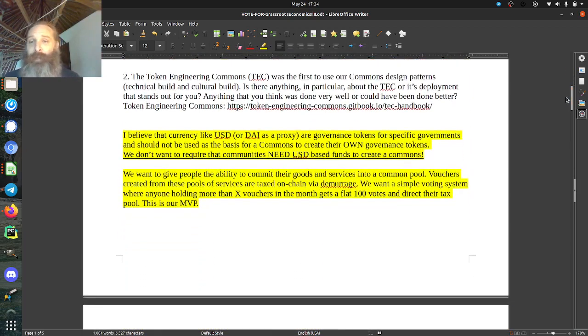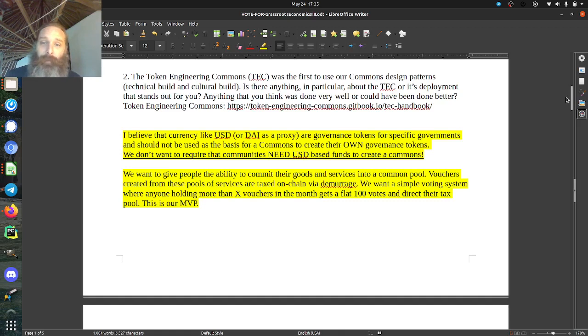Another question was, in terms of the design pattern for token engineering commons, like what do we think about that? What could be done better? And I'm going to say 2 different things here. First of all, we were using bonding curves for quite a long time, before even the augmented bonding curve existed. And one of the issues with creating governance tokens in a community based on someone else's governance tokens, right? If we consider DAI or the US dollar a governance token of the US people, having to hold that in order to create your own local governance tokens is really not great in some ways, right? So we don't want to require that communities need US dollars, for instance, to create their commons, right? I feel like it seems obvious.